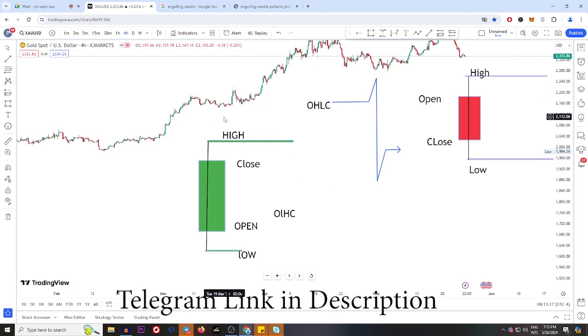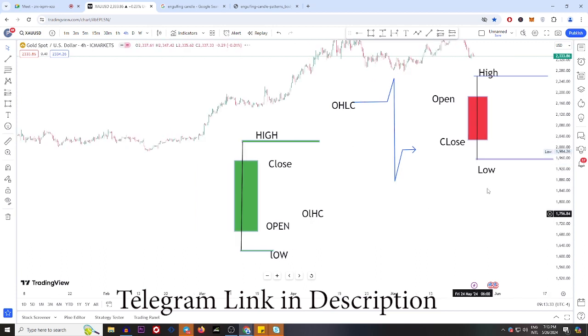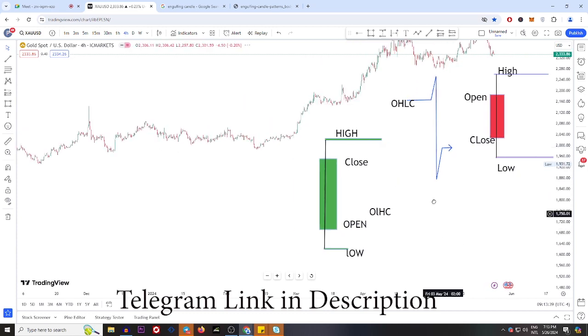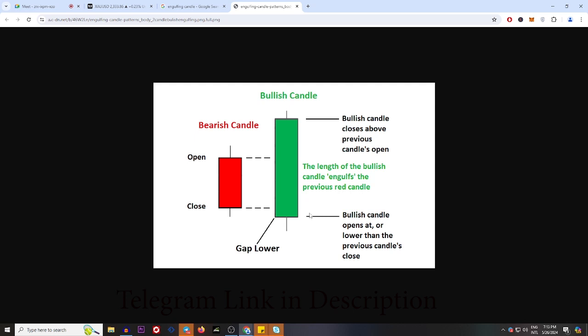So now you know the reason why we are calling it a green candle as OHLC, the open, high, low, close. Remember the candle pattern. When it opens, for the bullish one it always goes to low, and then it goes to high. And the bearish one, when it opens, it always goes to high, and then comes to the low side and closes. Any question? Any confusion?